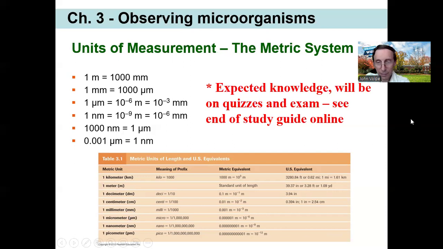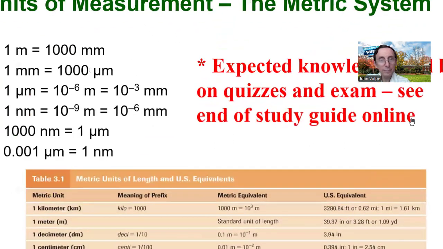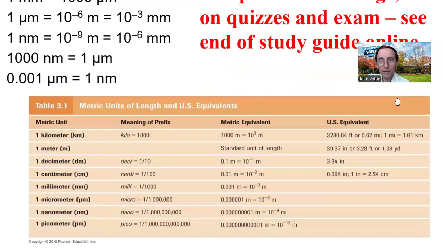Let me see if I can blow this up a little more. Sorry, my eyesight isn't very good. Maybe you guys can read it, but a kilometer is 1,000 meters. A centimeter is 1/100th of a meter. A millimeter is 1/1000th of a meter. So you have 1,000 millimeters in 1 meter. Any questions about that?